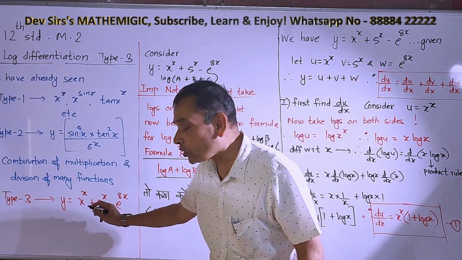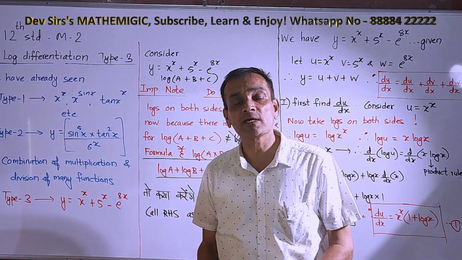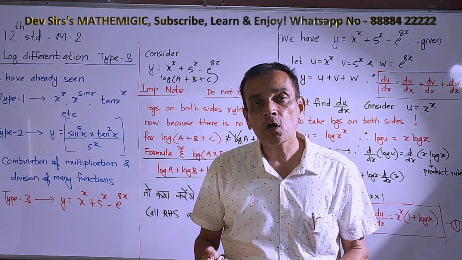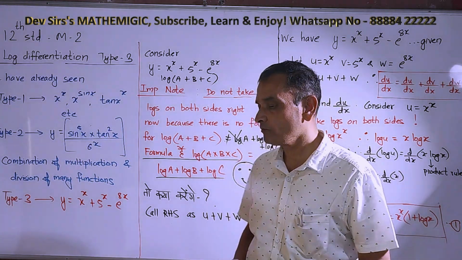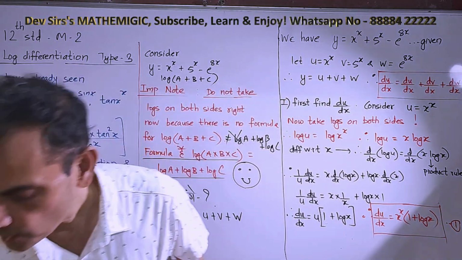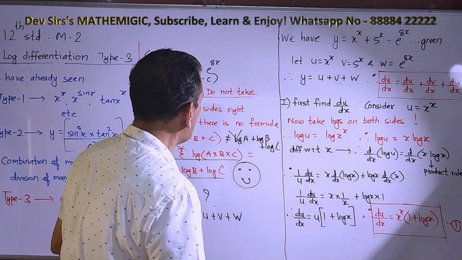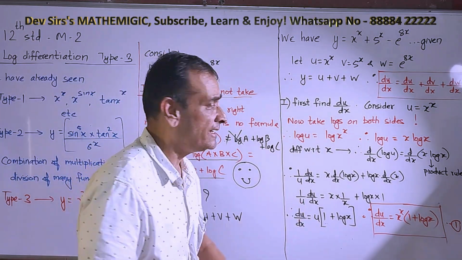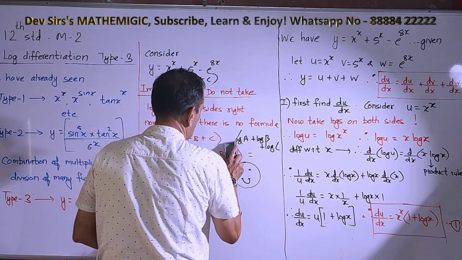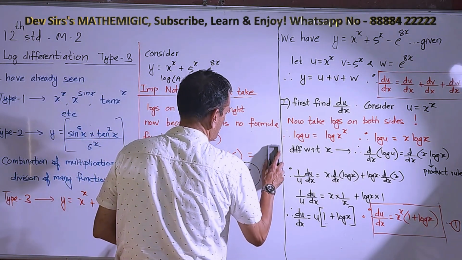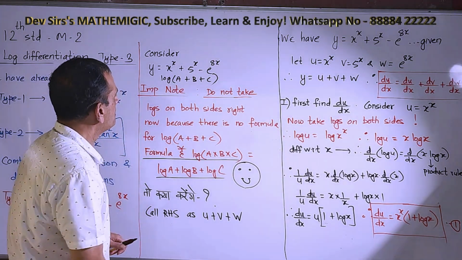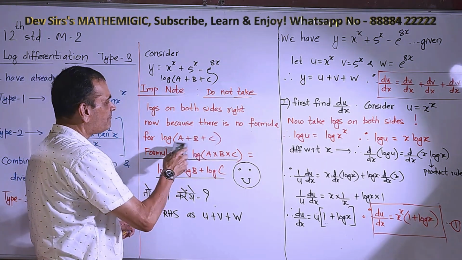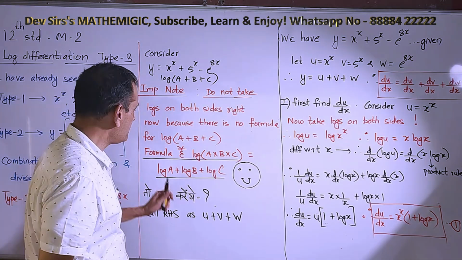So although x raised to x is there, 5 raised to x is there, do not take logs in the very first step. समझ में आया क्यों? ओके. तो अभी लॉग तो नहीं ले सकते, तो क्या करना है? फर्स्ट स्टेप में लॉग नहीं लेने का. So what do we do? Because there is no formula for log a plus b plus c.